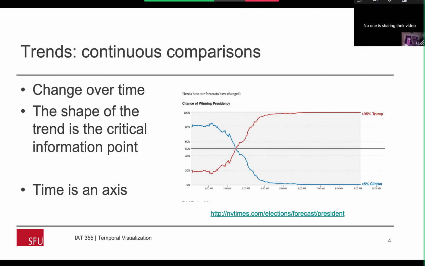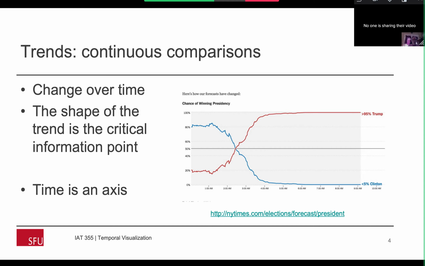And here's a classic. This is a pair of timelines. In this case, it's a recap of the 2016 federal election for the U.S. president, and you can see the change over time, and the shape of the trend is the critical information point. So here you could see that the pundits were saying up until about midnight on election night that Trump's chances of winning were down below 20%, and then everybody got surprised when lots and lots of folks were voting for him and, I guess, against Hillary Clinton.